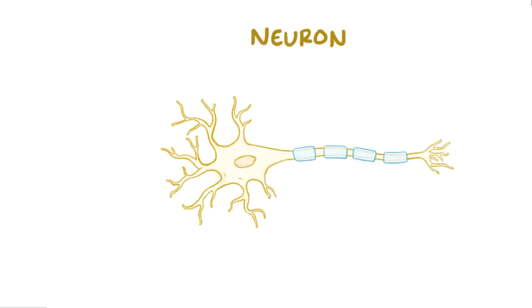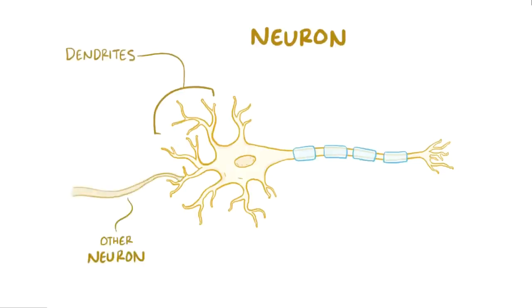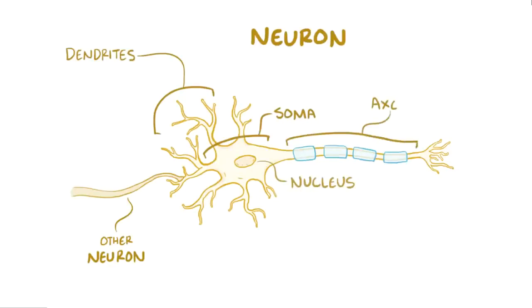Neurons are the cells that make up our nervous system, and they're made up of three main parts: the dendrite, which are little branches off the neuron that receive signals from other neurons; the soma, or cell body, which has all the neuron's main organelles like the nucleus; and the axon, which is intermittently wrapped in fatty myelin.